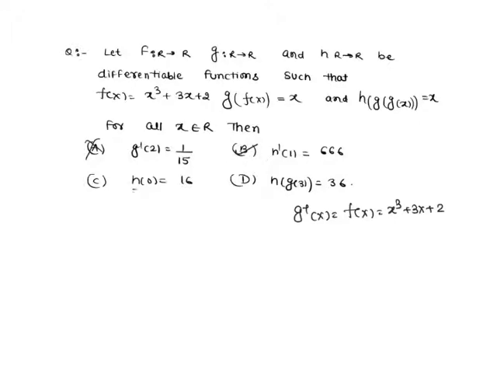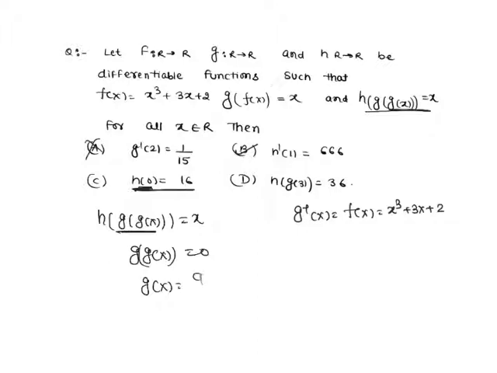Now the third option is h of 0 equals 16. To check this option, we will take this equation. What is given? h of g of x equals x. Here h of 0 we want, that means g of x must be 0. So from here we can say g of x equals 0, x equals g inverse of 0. To find g inverse of 0, we will put x equals 0. So g inverse 0 is nothing but 0 plus 0 plus 2. So we get g of x equals 2.